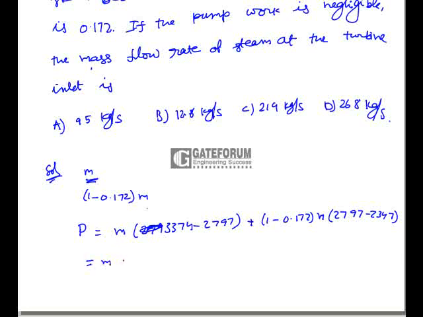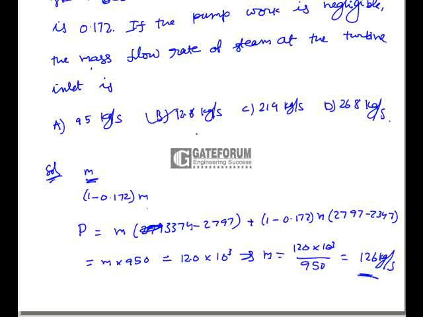So here m into 950 is equal to 120 megawatts, that is 120 into 10 power of 3 kilowatts. So m is equal to 120 into 10 cube by 950, which gives a value of nearly 126 kg per second. So in the options, the right option is B.